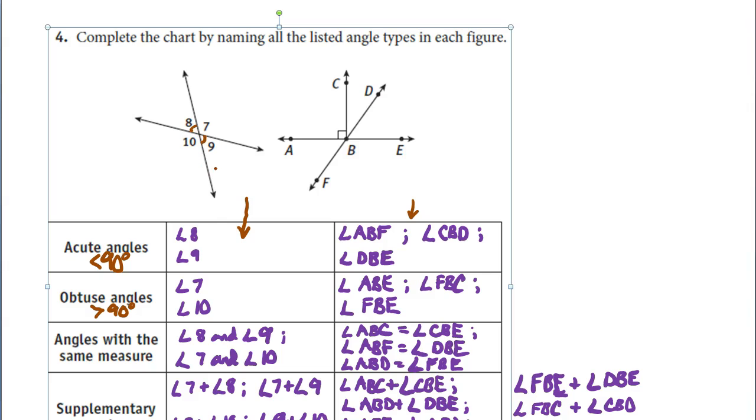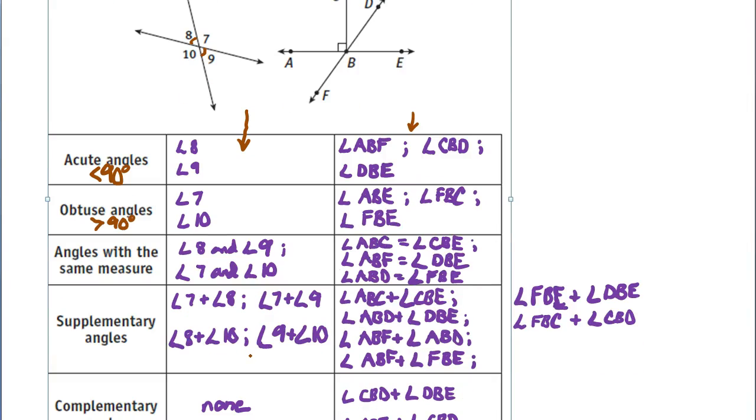Those are called vertical angles. So angle 8 and 9 are equal to each other, and angle 7 and angle 10 are equal to each other. Next is supplementary angles, angles which add up to 180 degrees. In this drawing, if we put 7 and 8 together, that creates this straight line.